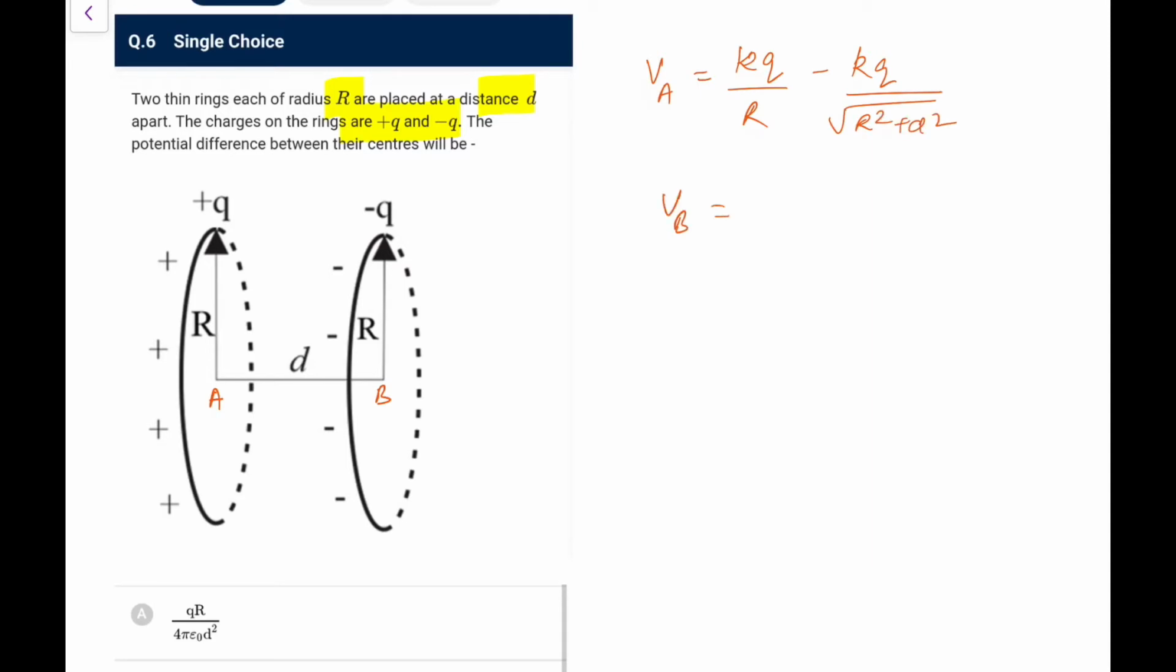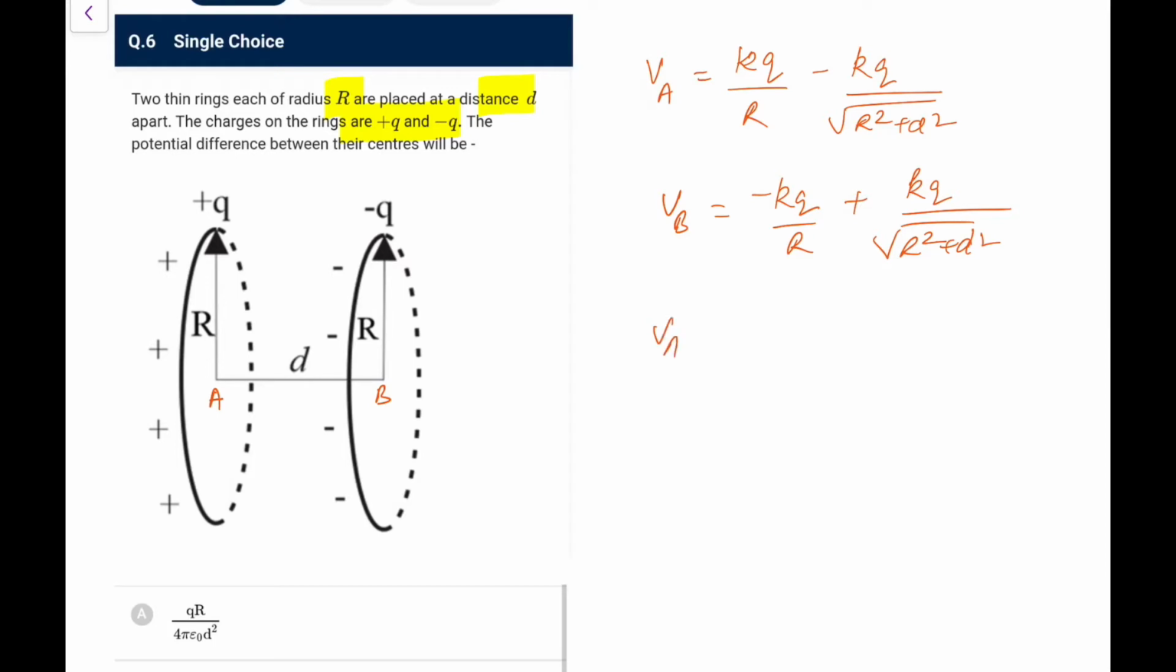Next. Two thin rings, each of radius r, are placed at a distance d apart. The charges are plus q and minus q. The potential difference between their centers is? So let it be A, let it be B. Potential at A because of its own charge would be kq by r, and because of the nearby charge would be minus kq upon under root of r square plus d square. Now at the center of the negative one, it would be minus kq by r plus kq upon under root of r square plus d square.